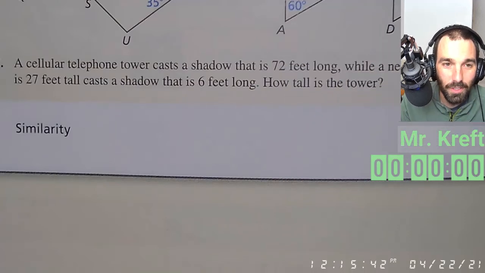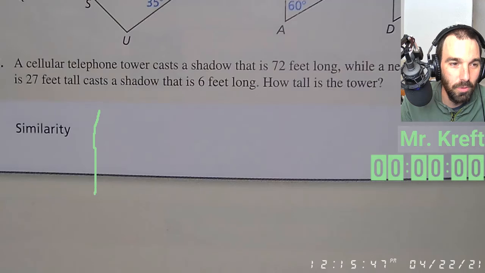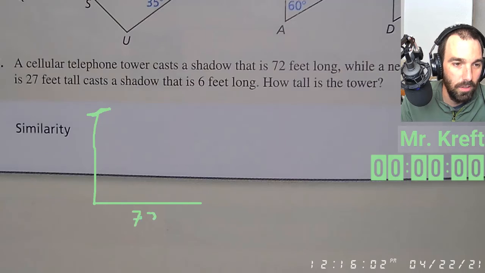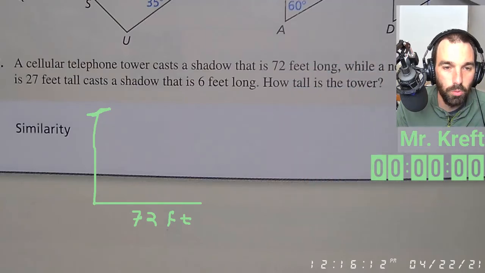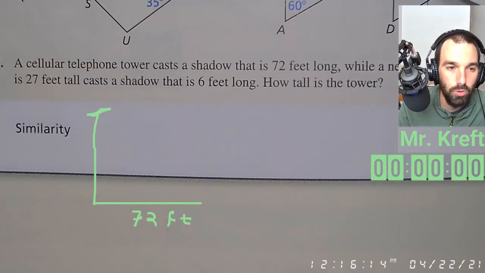All right, so let's go over this. I'm just gonna do it on this page. It says a cell phone tower. There's my cell phone tower here, and I can make straight lines. It casts a shadow, and its shadow is 72 feet long. And a nearby tree that is 20 feet tall.